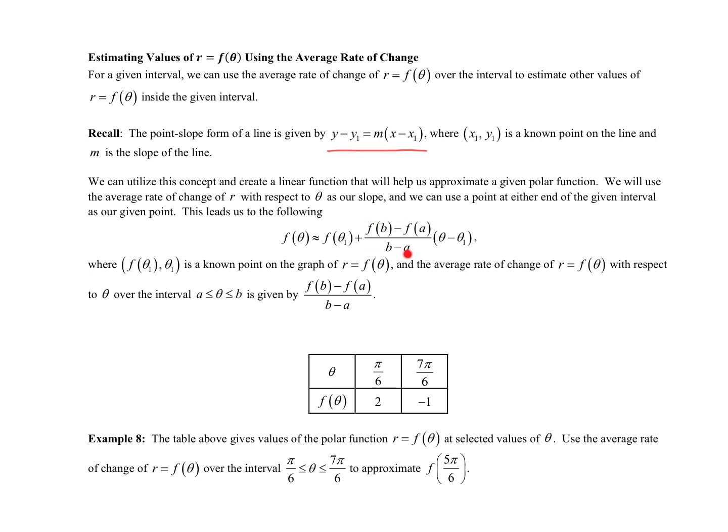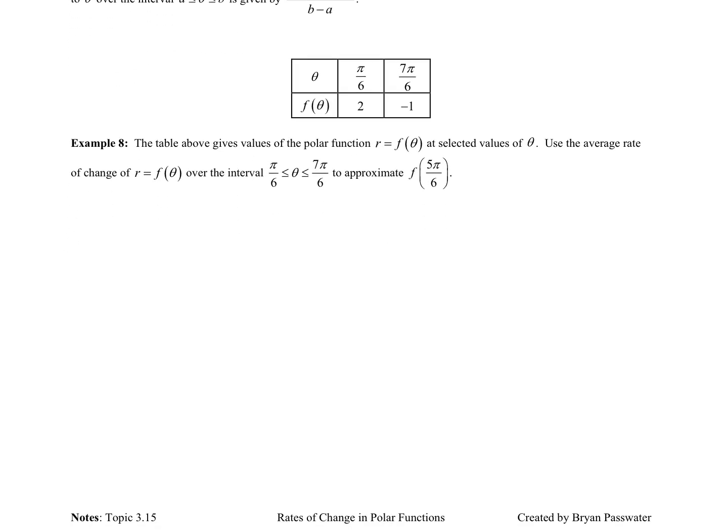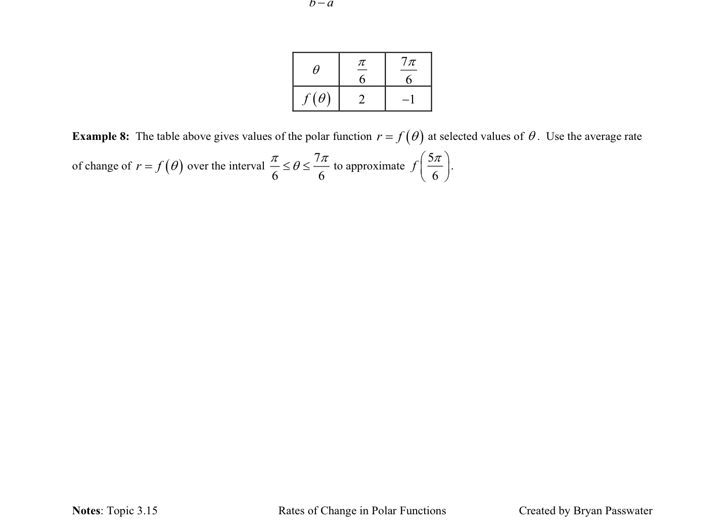Algebra slope. And so it's my y1 plus my slope, and then our x, basically our theta, minus where our theta is, our input value. And so that's going to be our point slope form of a line. So let's go to example 8 now, Jackson.